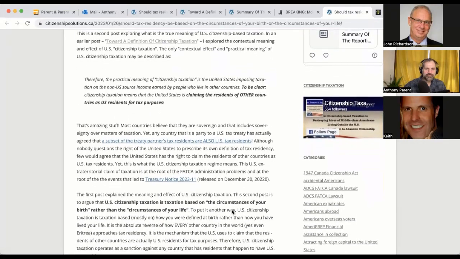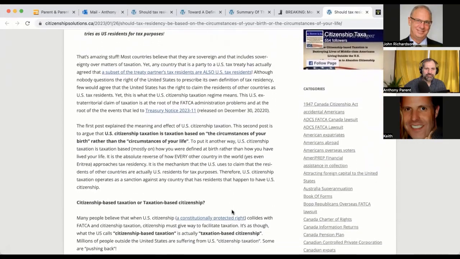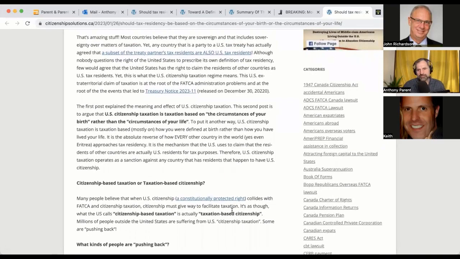Now, the point is that by defining tax residency and making citizenship a sufficient condition for tax residency, the U.S. is really adopting a policy that the circumstances of your birth should determine your tax residency for life. Pause for a minute and think about how incredibly absurd that is. That's what citizenship taxation really is. It's taxation based on the circumstances of your birth, unless, of course, you renounce, and not on the circumstances of your life.